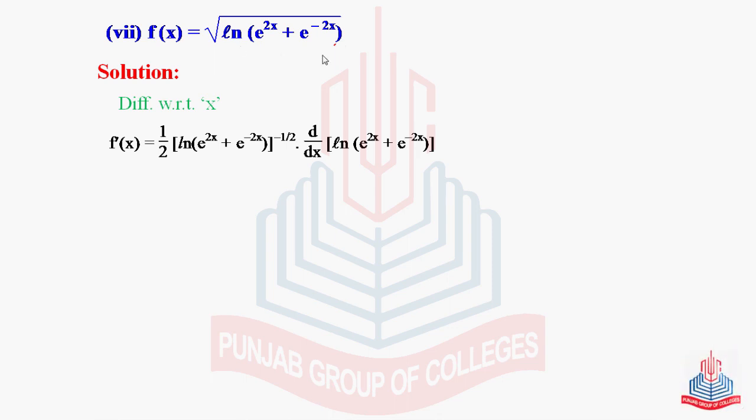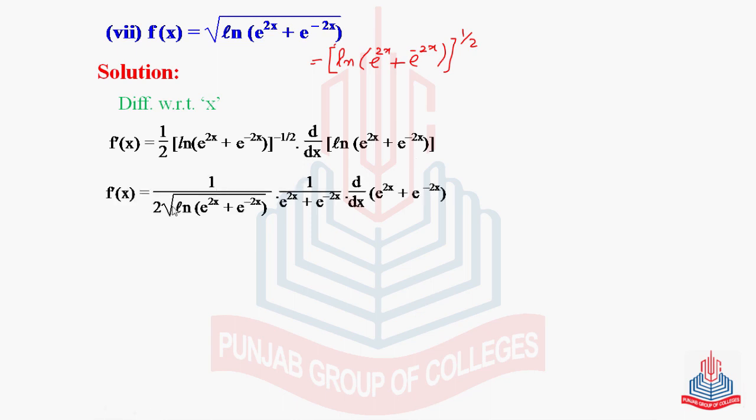This one is actually like log of e^2x plus e^-2x containing a power 1 by 2. So that is actually 1 by 2 times this function, log of e^2x plus e raised to the power minus 2x, raised to the power 1 by 2 minus 1. Applying the derivative and using our power formula, that will become minus 1 by 2, and then the derivative will apply on this inner function, which is log of e raised to the power 2x plus e raised to the power minus 2x. So first we use our power formula to differentiate the given function.